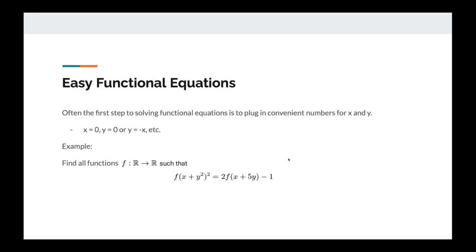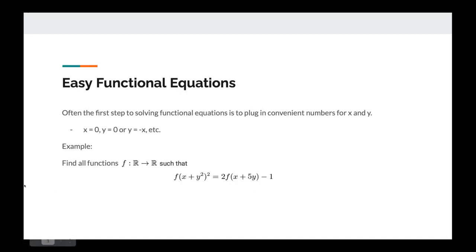The easiest functional equations are the ones where all you need to do is plug in numbers. Generally, the first thing you should do when solving functional equations is to plug in a bunch of convenient numbers for x and y. So for example, if you plug in x equals 0 and y equals 0, generally you'll be able to find an expression for f of 0, or something else. That would be very, very convenient.